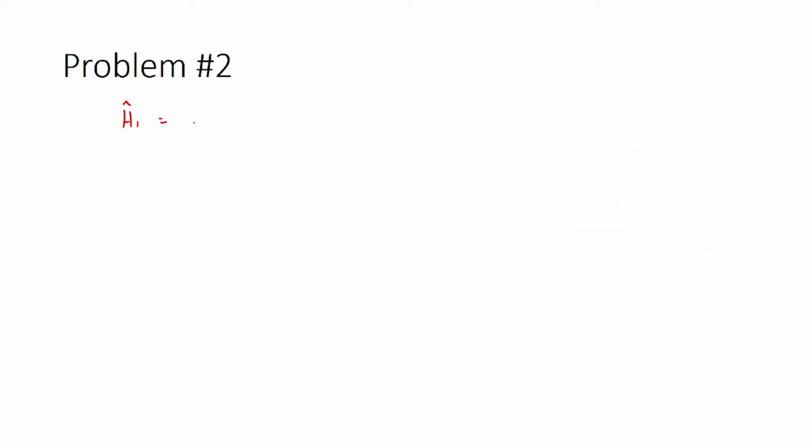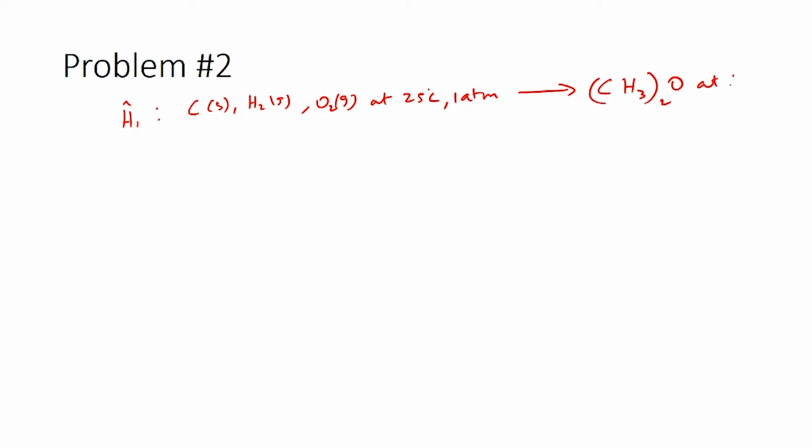So, H1 cap is nothing but the process where you first have the reference state, which is carbon solid, hydrogen gas and oxygen gas at 25 degrees Celsius and 1 atmosphere, forming dimethyl ether at 600 degrees Celsius, which is the initial condition. And let us look at this. So, you have to consider this as a single step process.